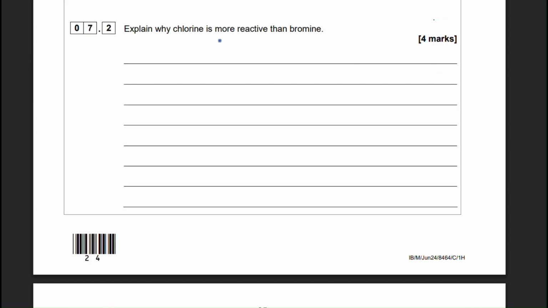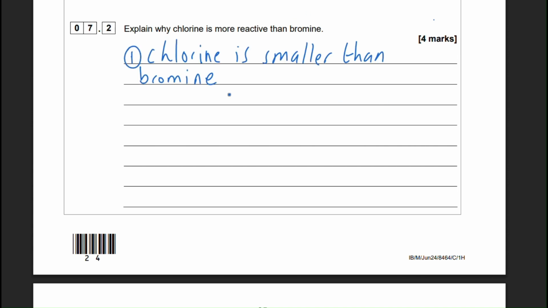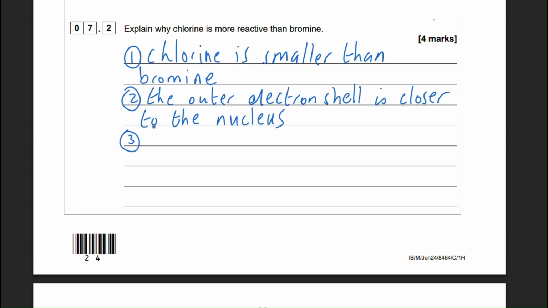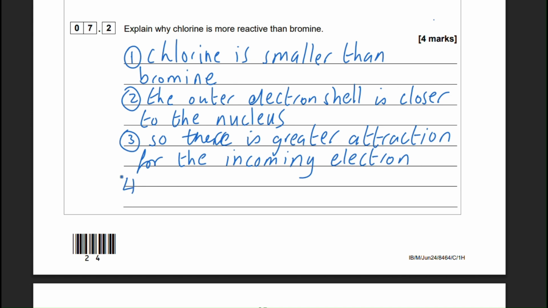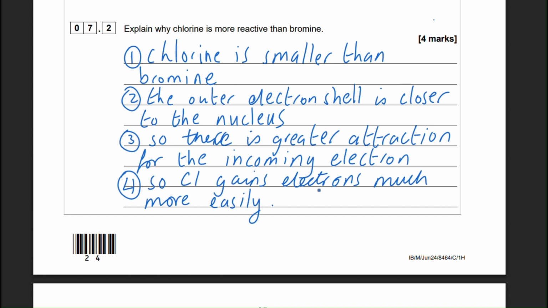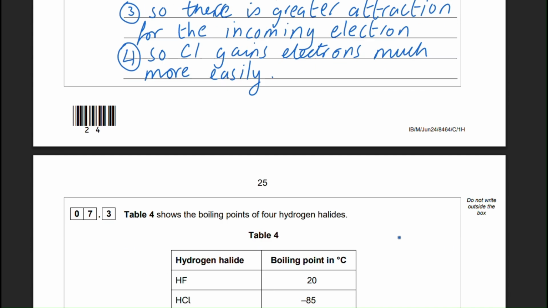It asks you to explain why chlorine is more reactive than bromine. This is worth 4 marks. The first thing I would say is to compare them. Firstly, chlorine is smaller than bromine. So what does this mean? This means that the outer electron shell is closer to the nucleus. So the attraction for the incoming electron, because chlorine and bromine have to accept an electron, is greater. And so chlorine gains electrons much more easily, and that is your 4 marks.